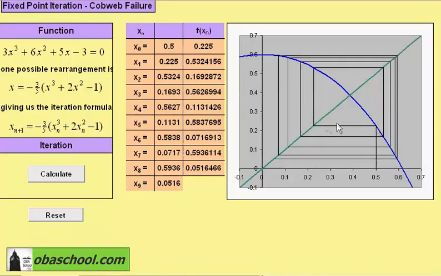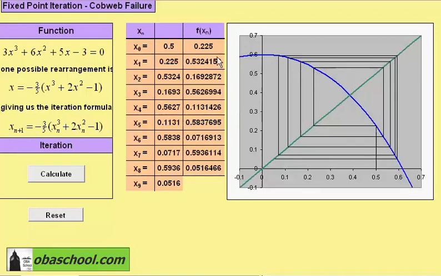This output value will then become our next input value. So to use this output as our next input, we go across to the line y equals x. Remember, the y value here is 0.225, so if we go directly across, that means this x coordinate is 0.225. We use that as the next input and get 0.532 and so on. So that's this line here.